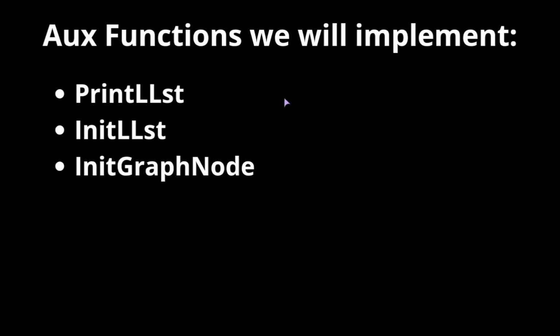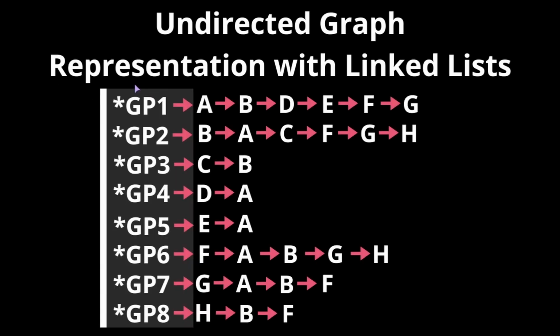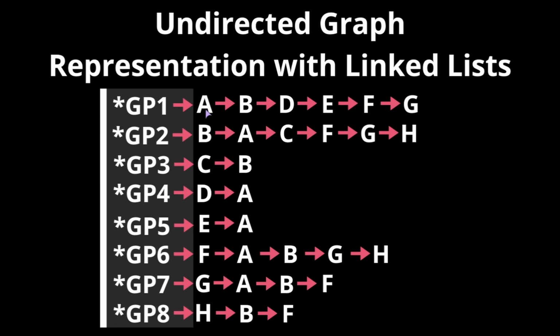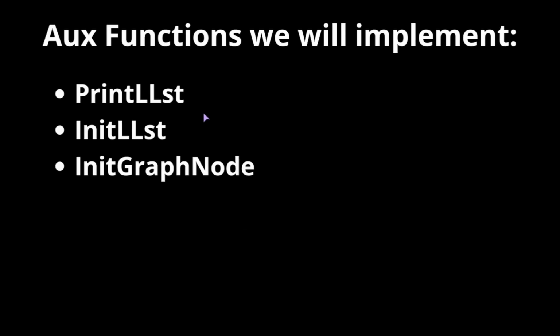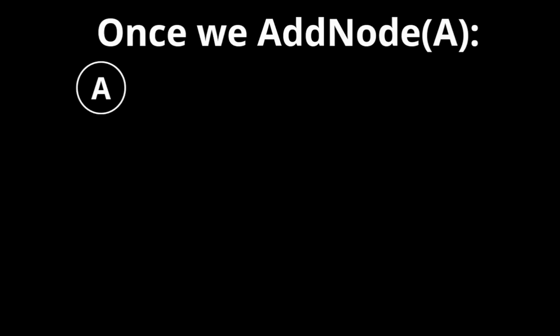And these will be the helper methods we're going to use. PrintLinkedList helps us in PrintGraph, because if we want to print a graph, we want to iterate through each of these, and then iterate through each of these. So we're going to iterate through the linked lists in every pointer from the graph. InitLinkedList means we're going to initiate a linked list, creating a head pointer here. Every time we're going to use this method in AddNode. And InitGraphNode is used when we want to do AddNode but the graph is currently empty. So these are the functions we're going to implement.